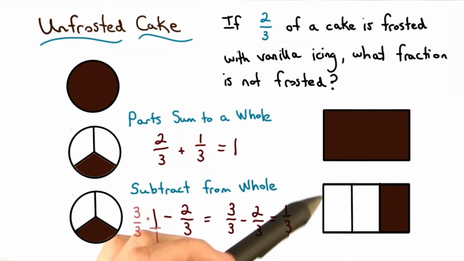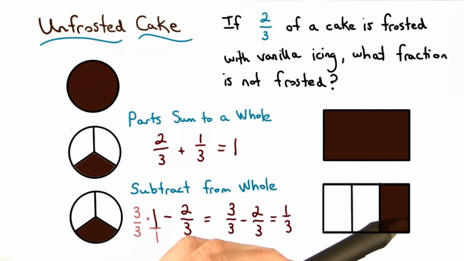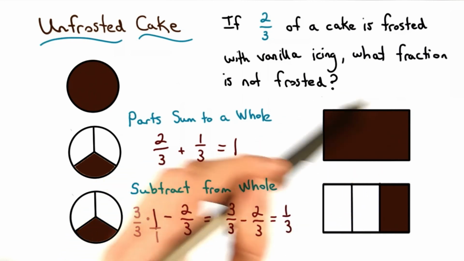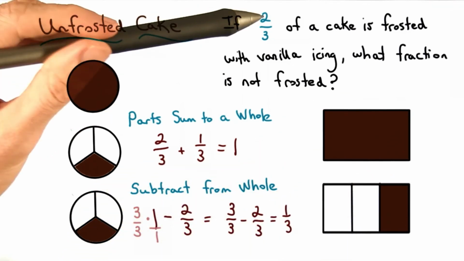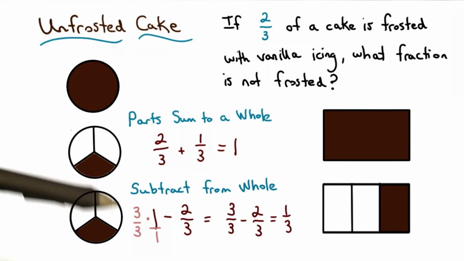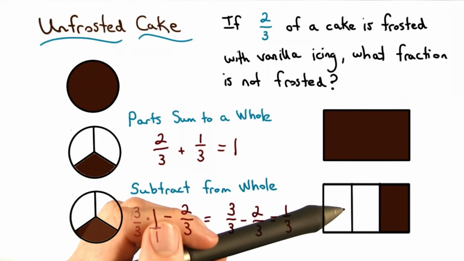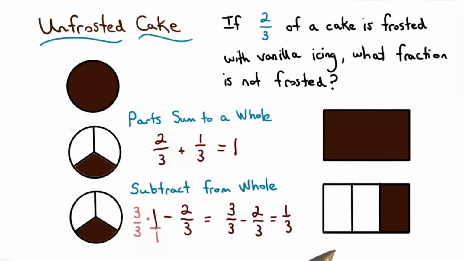The amount of cake that's frosted or unfrosted depends on the size and shape of the original cake. The neat thing about fractions is that 2/3 could describe this part of a round cake or this part of a rectangular cake. Fractions describe a part of a whole object.